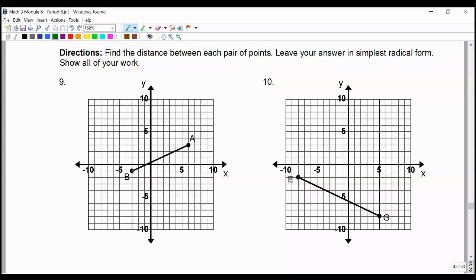All right, so we have 2 points, A and B, and we're going to find a little bit of room here, maybe right here for A. We're going to write the ordered pair for A, which is right 6 and up 3. And then for B, we have left 3 and down 1.